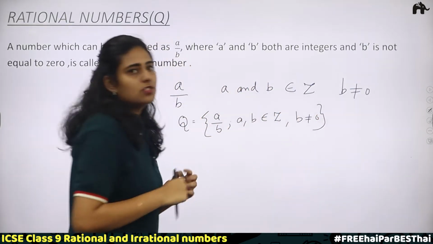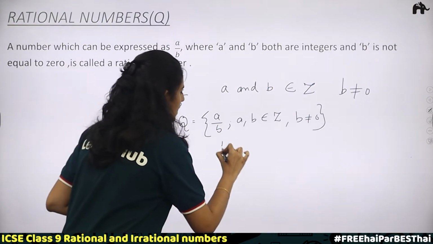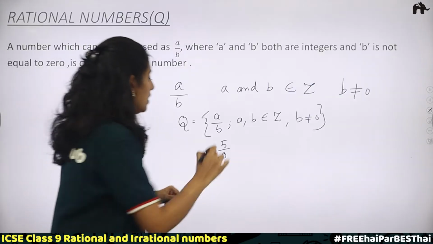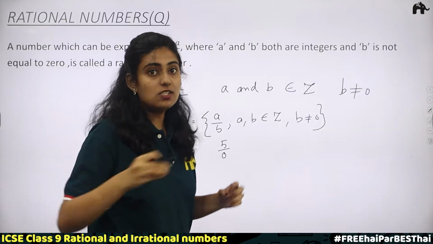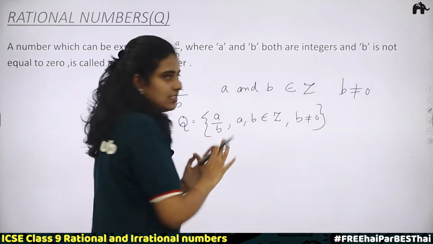Why B not equal to 0? What happens if B equal to 0? For example, 5 by 0. What is 5 by 0? Can you divide any number with 0? No. When you divide a number with 0, it means we are going to infinity. That is, you cannot divide, or it is not defined. The number is not defined. A number cannot exist. Okay.